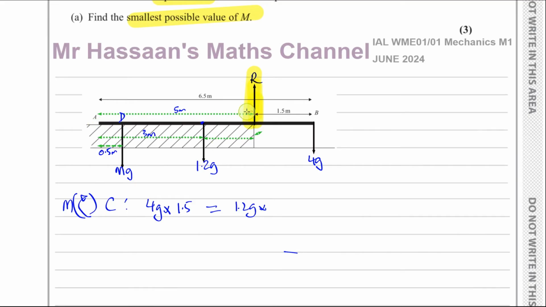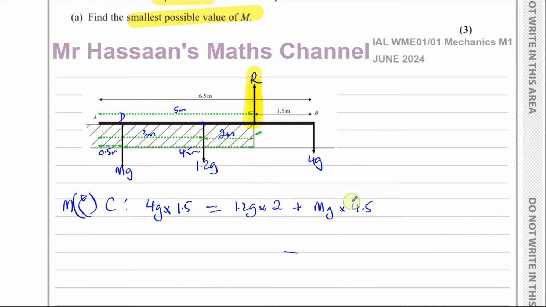Okay, so we can see that that's 5, that's 3, so that must be 2. It must be 2 meters here, because from here to here is 5, from here to the center of mass is 3, that must be 2. So 1.2g times 2, and plus, because it's also going to be anti-clockwise, it'll be on this side. And from C to this point, well, that's going to be 5 minus 0.5, which is going to be 4.5. So it's going to be plus mg times 4.5. Okay, that's the distance from there to there. That's going to be 4.5.